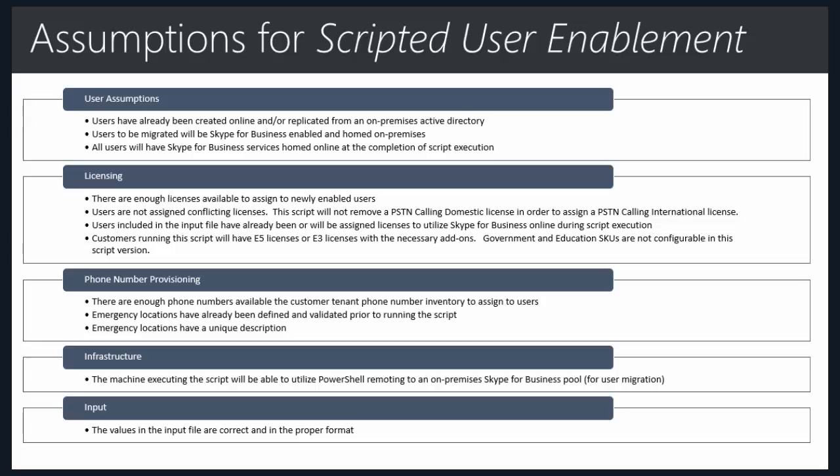I will not be going through and creating any user objects within the Office 365 environment. Any users that are going to be migrated from Skype for Business on premises will already be enabled and homed on premises. So if you set that migration flag to true, I make the assumption that they're in an enabled state on premise.